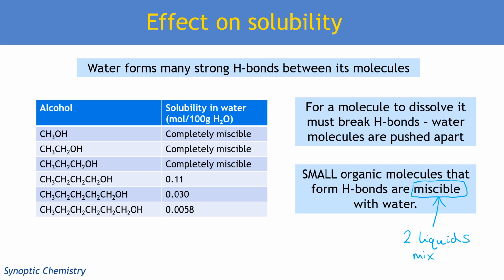So ethanol, methanol and propan-1-ol are completely miscible. The minute we get to 4 carbons, we can now only dissolve 0.11 moles in 100 grams of water, and this number is dropping off very steeply as we get a longer chain, because this entire section of the molecule can only form London forces or van der Waals forces with water, and they are very, very weak compared to hydrogen bonds. So I'd have to break all those water molecules apart in order for that long hydrocarbon chain to fit in there.